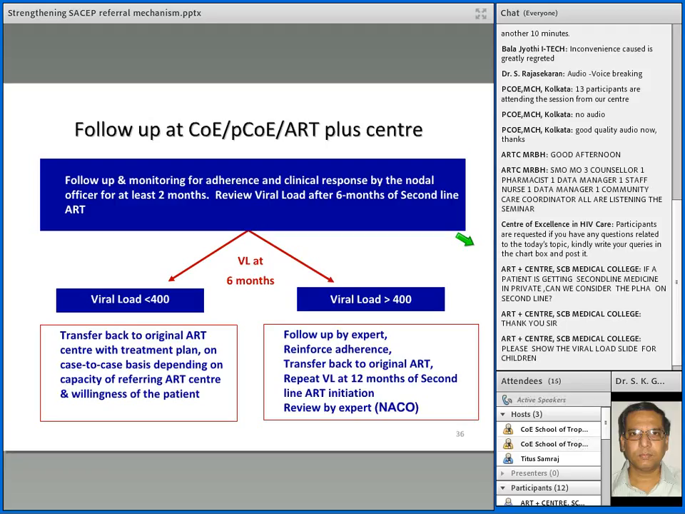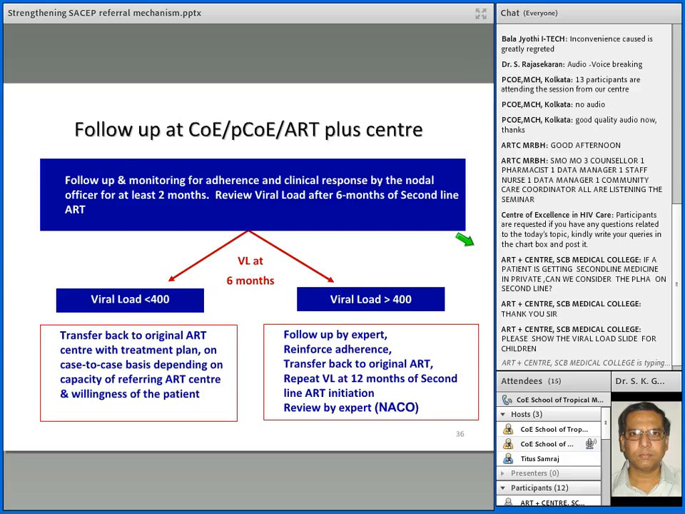Even if the viral load is more than 400, the follow-up advice has to be there. Probably the adherence has to be reinforced, and this is important because after 6 months most of the patients starting the second line are expected to have a viral load that should become undetectable, less than 400. But if there is an issue, one should consider the adherence issue and reinforce the adherence, and the patient can be transferred back to the original referring ART center provided the patient is agreeing or willing to do so.